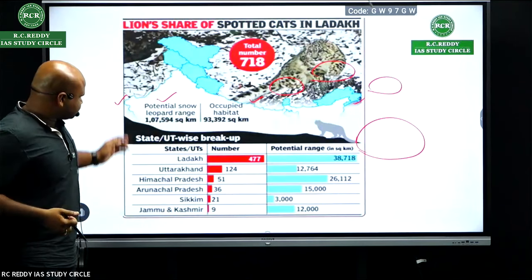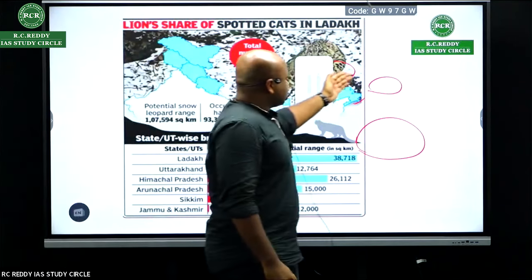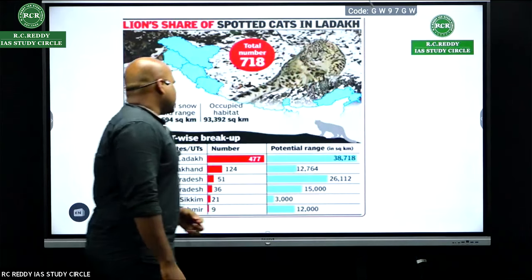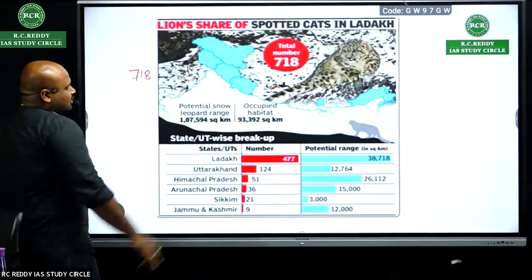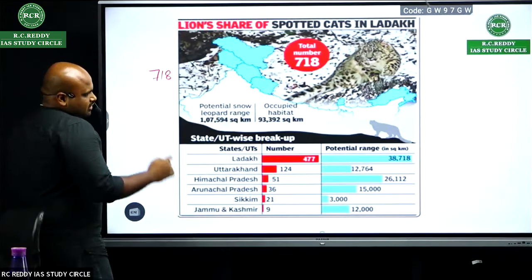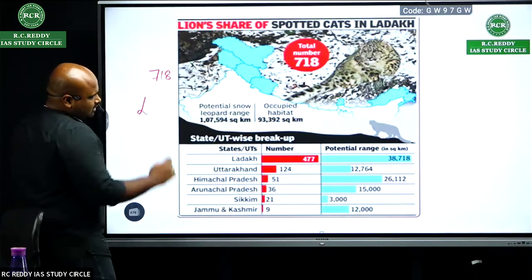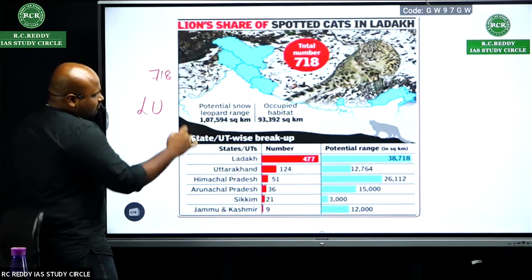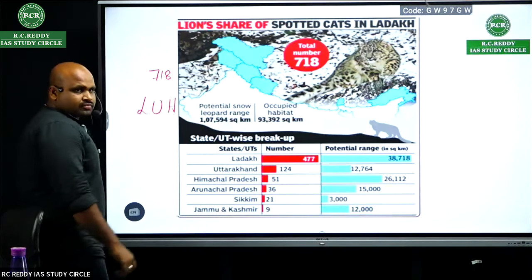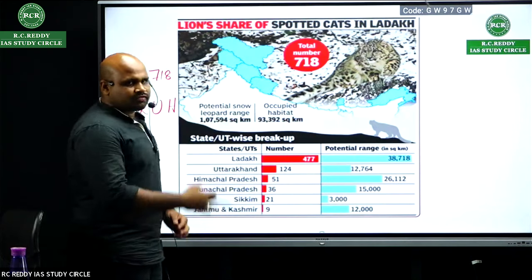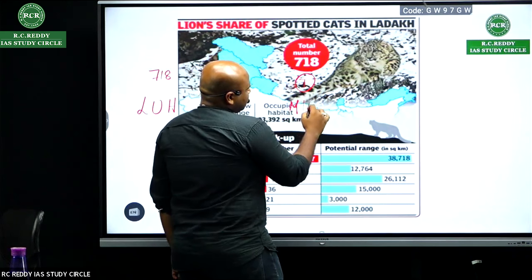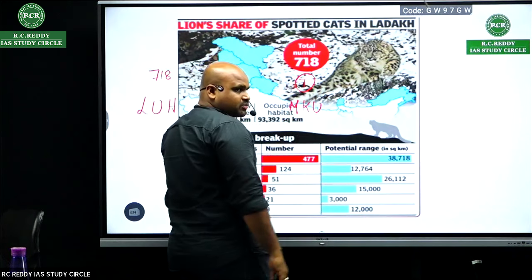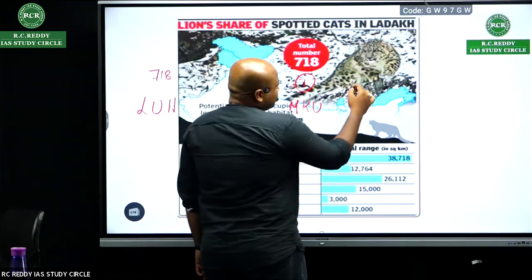Snow leopard. Snow leopard species. Now, totally how many snow leopards are there? 718. Highest is in Ladakh, then Uttarakhand, followed by Himachal. So again, I am writing the whole of our sequence. Tigers with respect to MKU. M is what? Madhya Pradesh, Karnataka, and Uttarakhand.